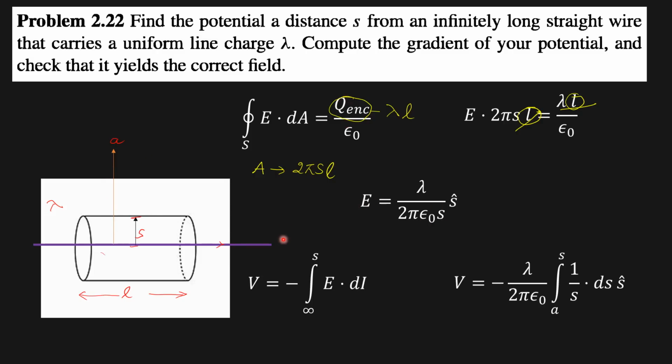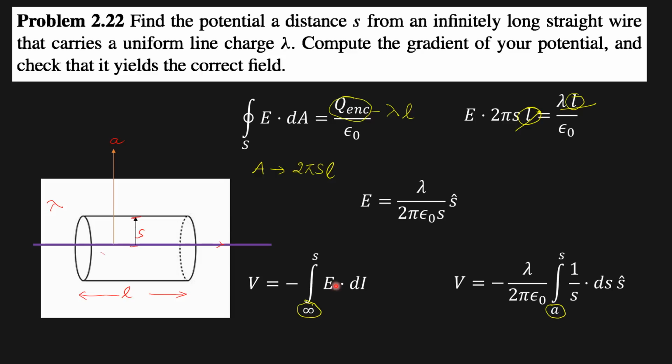Now we have to calculate the potential. Potential by definition, V is equal to minus the integral from infinity to s, that is from a larger distance to this point s, of E dot dl, where dl is a small length element. So now you can replace this infinity with a, because we are taking a as very large compared to s. So we are taking infinity as a.